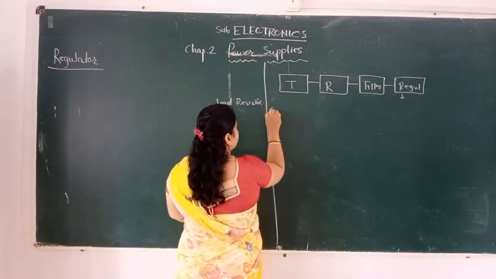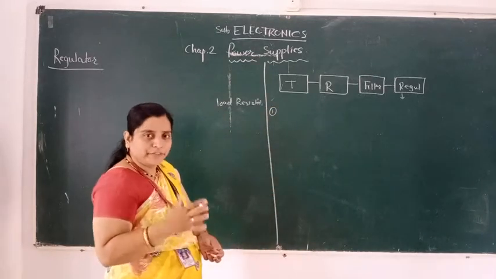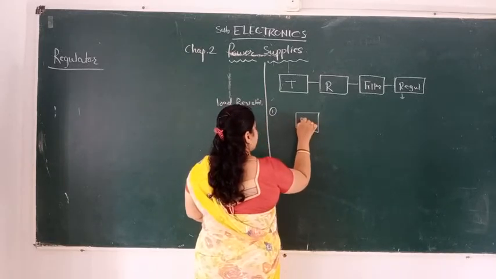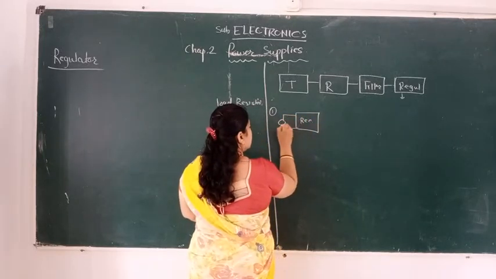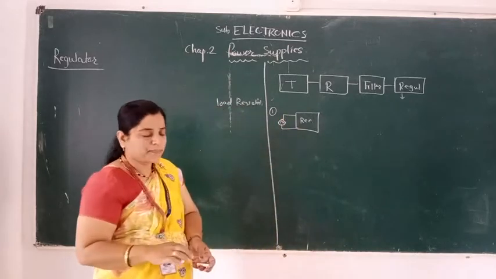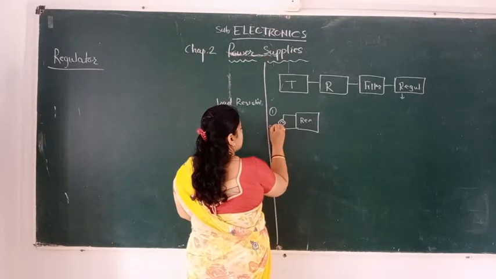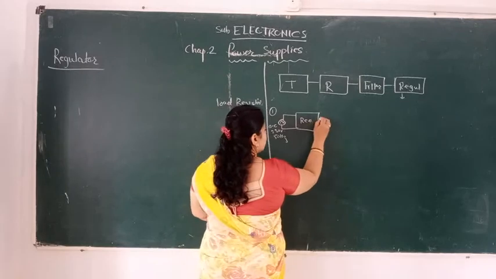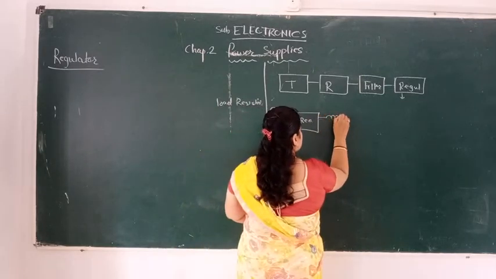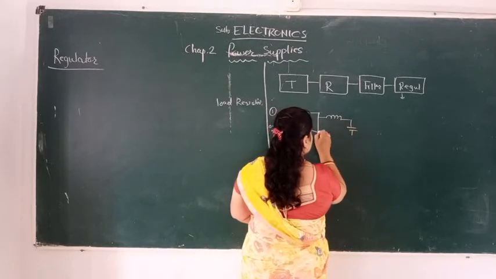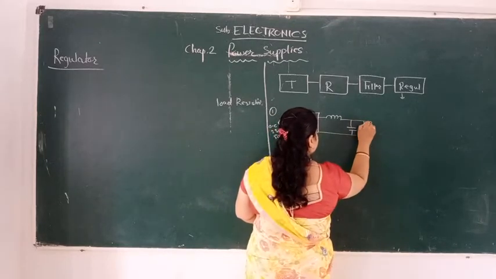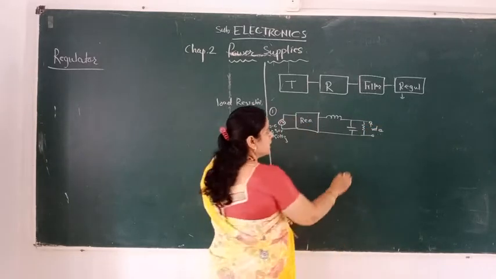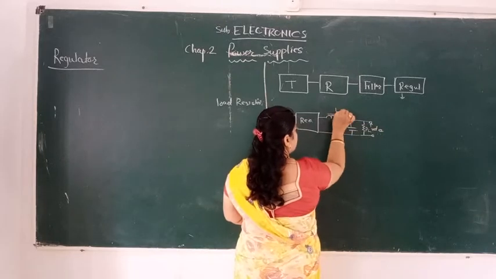For example, I will draw the diagram for the filter circuit. Suppose this is the rectifier, and we are giving the AC supply to it. This AC supply is 230 volt and 50 hertz frequency. In the LC filter, we get VDC, the output voltage, and here is the load resistance RL. This is the L and this is the C.